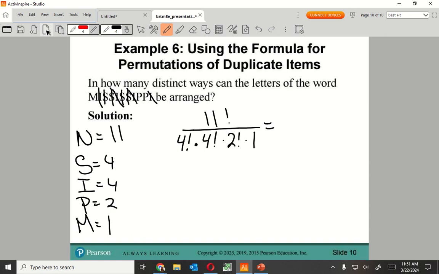Chris, I got 34,650. Anyone else get the same thing? Yeah. Okay, hey, a couple people got the same thing.